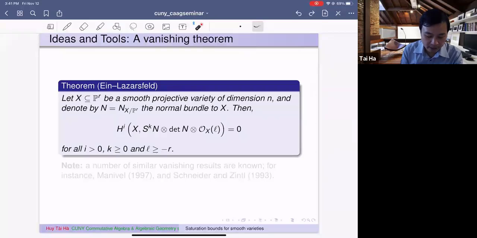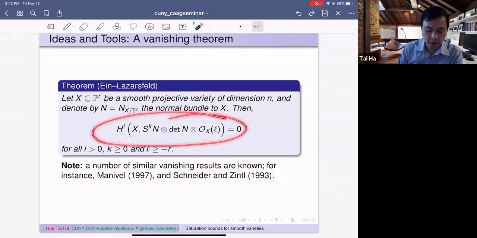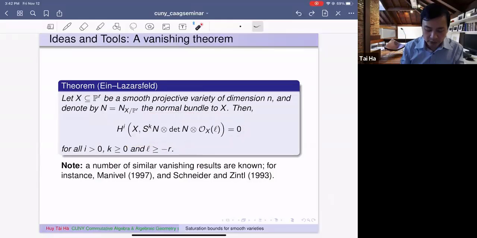And they prove that if we start with a smooth variety of dimension n inside P^r, then we have these vanishing conditions. This kind of vanishing condition was very popular in the 90s, and there are results by Manivel and Schneider and Zintl in the 90s proving similar kinds of vanishing conditions. Unfortunately, we also checked their results, and their results do not imply what we want. So fortunately, we have this. We know these vanishing conditions, and we get what we want.